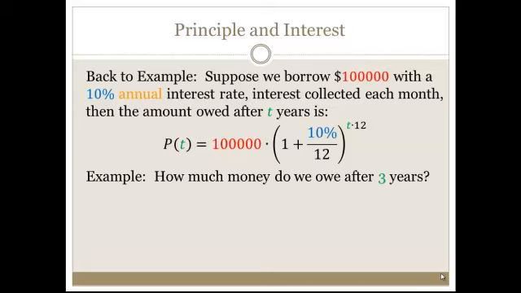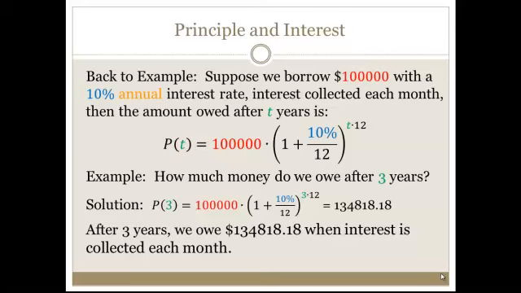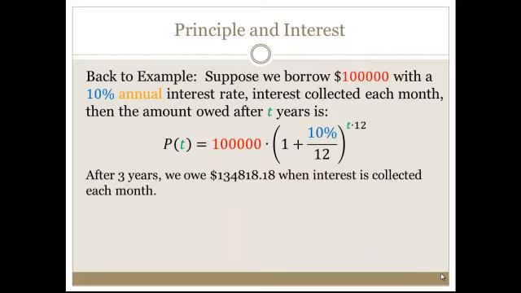How much money do we owe after 3 years? P of 3 is $100,000 times 1 plus 10% over 12 to the 3 times 12, or 36. This comes out to be $134,818.18. So after 3 years, we owe $134,818.18 when interest is collected each month.